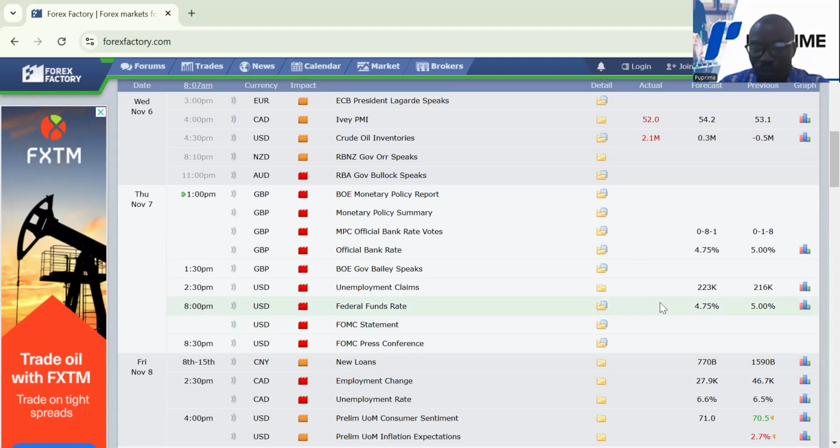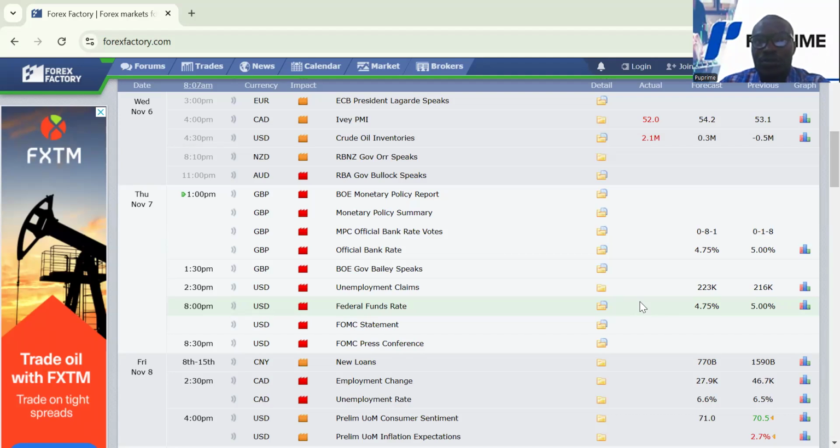for the month of October. So they're expecting 4.75, and anything below 4.75 would lead to massive bearish sentiment for the US dollar. But anything above it would also serve as bullish sentiment. Although interest rate is kind of tricky, because it's a way of curbing inflation in the United States of America.